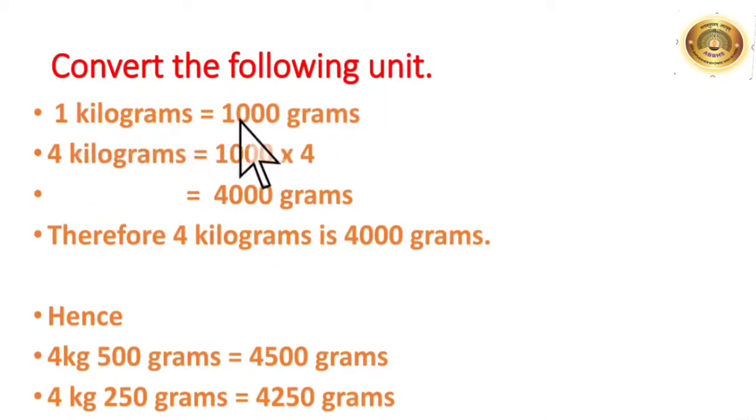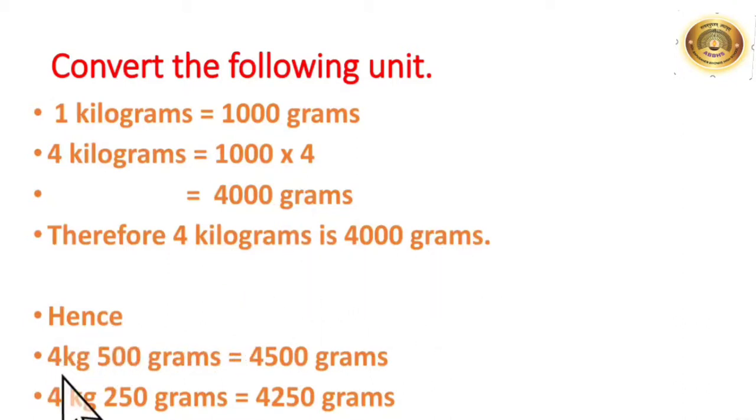Now 1 kilogram is equal to 1000 grams. Similarly, 4 kilograms, that is kgs, is equal to 1000 into 4, which is 4000 grams. If I ask you how many grams is 8 kilograms, then you will write 8000 grams, because 8 kg is equal to 8000 grams. Therefore 4 kilograms is 4000 grams.